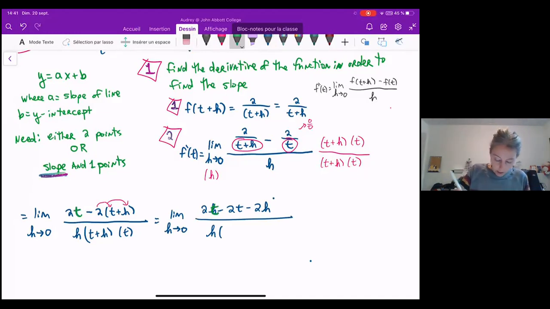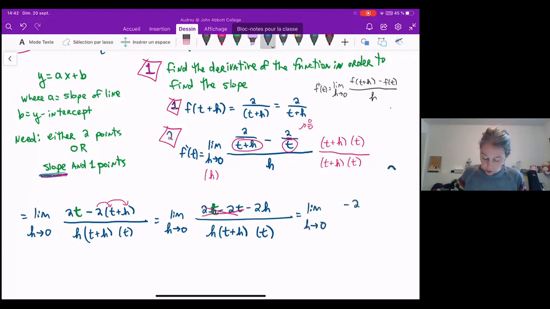So that h right there is t plus h times t. And notice those two t's, minus 2t, is 0. So I can just cancel that out and have this is equal to the limit as h approaches 0 of minus 2h over h times t plus h times t.